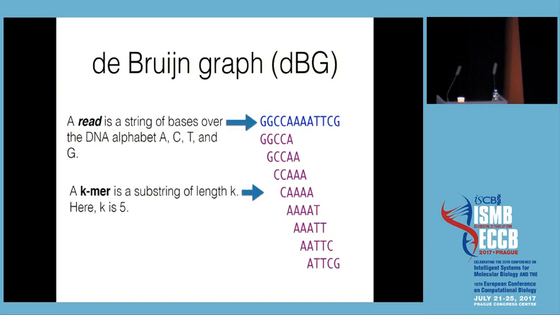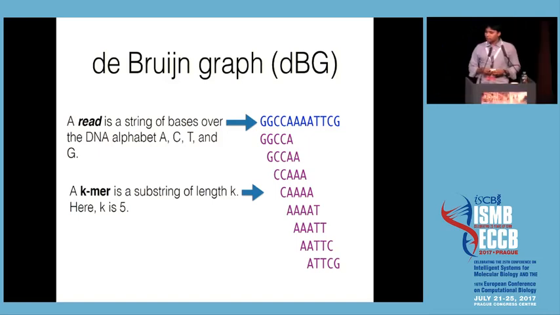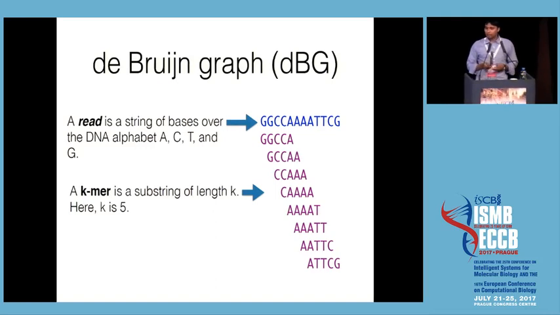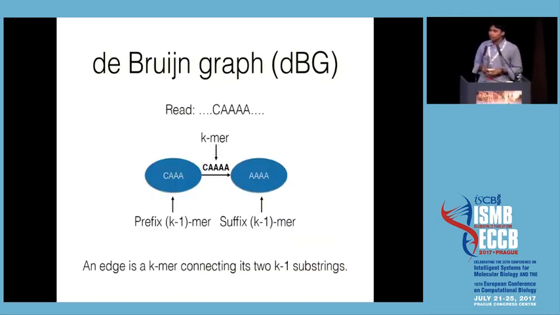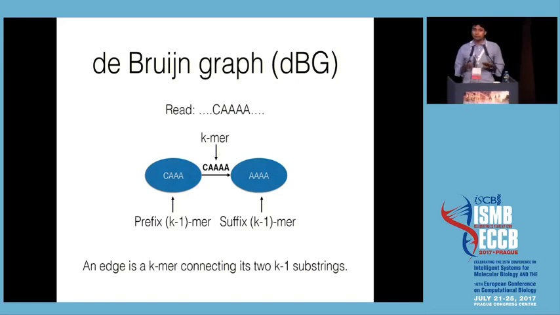Raw sequencing data has a bunch of reads, and a read is a string of bases over the DNA alphabet A, C, T, and G. And we use reads to extract k-mers, which are substrings of length k. In this example, you can see we extract k-mers of length 5 from the read. So the first k-mer is GGCCA, and you shift by one base, and then you get the next k-mer GCCAA, and so on. Now let's see how we use these k-mers to create the de Bruijn graph.